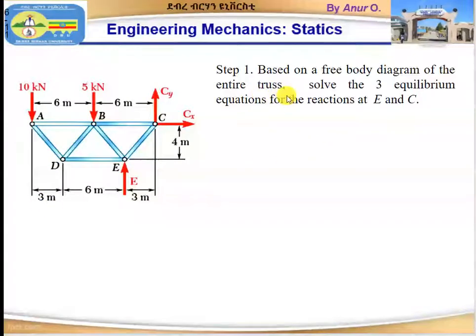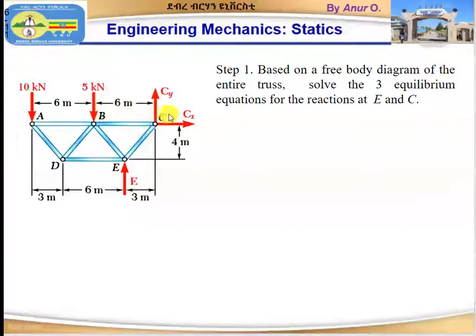The first step is, based on the free body diagram of the entire truss, solve the three equilibrium equations for the reactions at E and C. Using all three equilibrium equations: equilibrium in the y direction, in the x direction, and moment about any point.